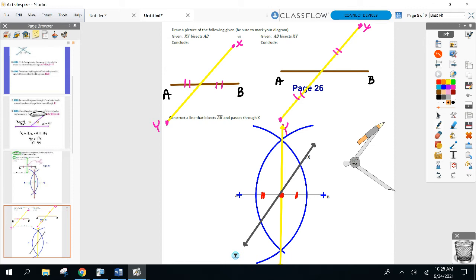Everyone see how that one's a little different, but I could still use the construction we've been using. So we just did perpendicular bisector. We just did bisector through a different point using the same construction. All good? Anything here? We're all set? Okay. Let's move on then.